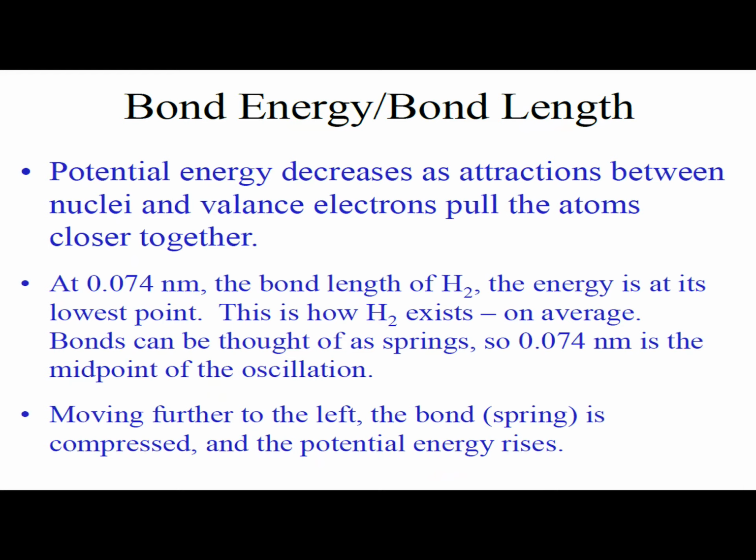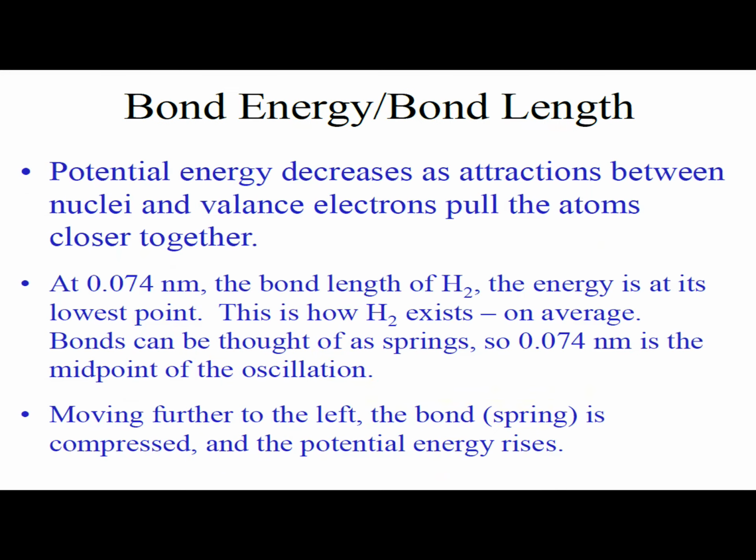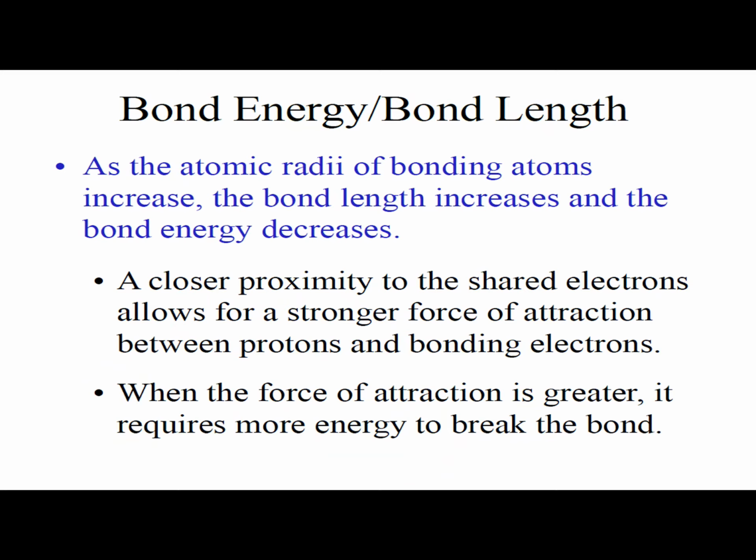So potential energy is going to decrease as attractions between the nuclei and the valence electrons pull the atoms together. I think I just explained that in the last visual slide. At 0.074, the bond length is at its lowest point, okay? And moving further left, the potential energy is going to rise. As the atomic radii of bonding atoms increase, the bond length increases. So this is a good statement: the bond length increases and the bond energy decreases.